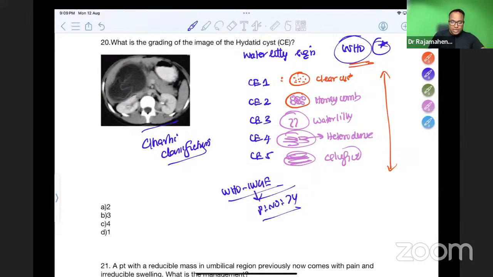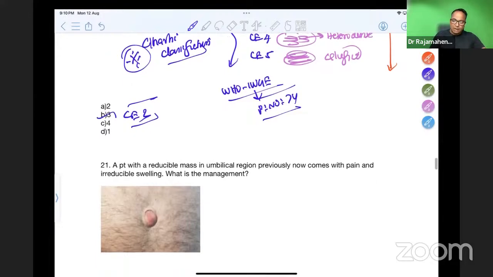So Garby classification is an outdated classification. Probably the examiner would have named it as Garby, and the actual name is WHO only. The answer to this question is CE3. But let me verify Garby classification from other books.